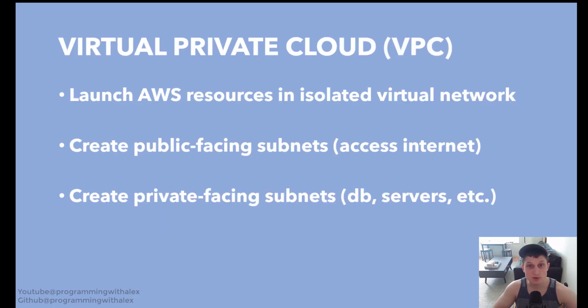So the first one we're going to go through is the Virtual Private Cloud, VPC. What this allows us to do is launch resources on the AWS management console in an isolated network. We create public-facing subnets which can access the internet. We also create private-facing subnets that cannot be accessed from the internet, where we put our protected resources on AWS, like the databases, the servers, etc. In this case, we're going to put our Lambda function in a private subnet.